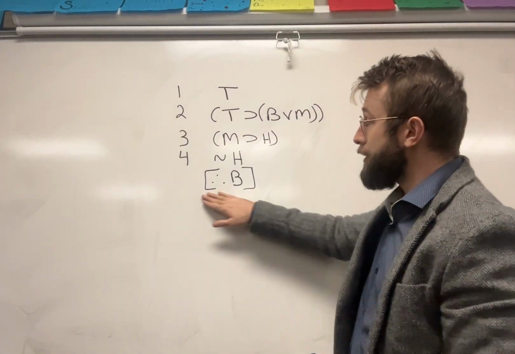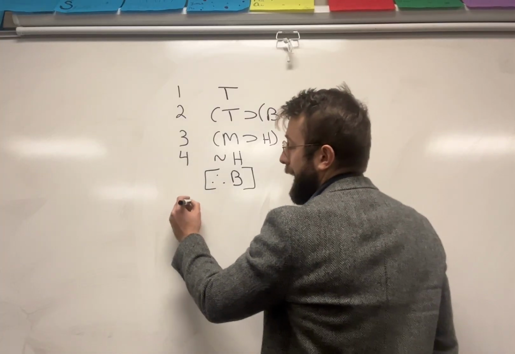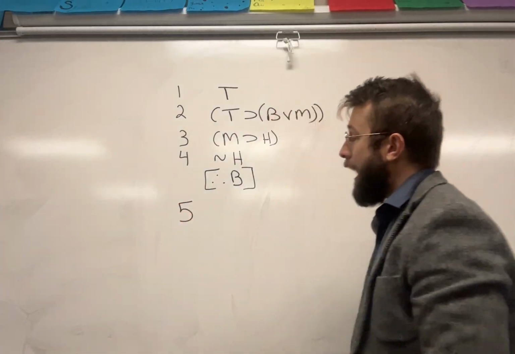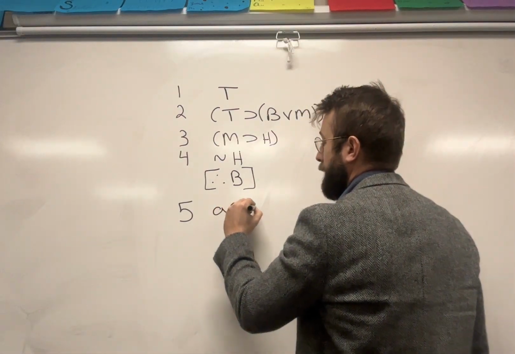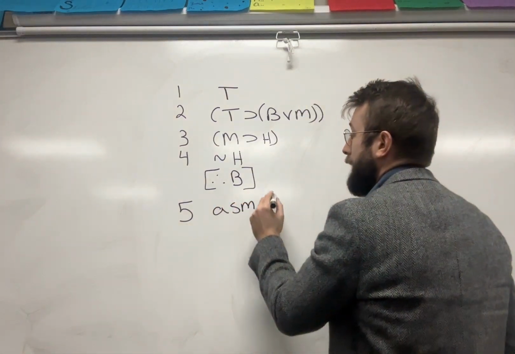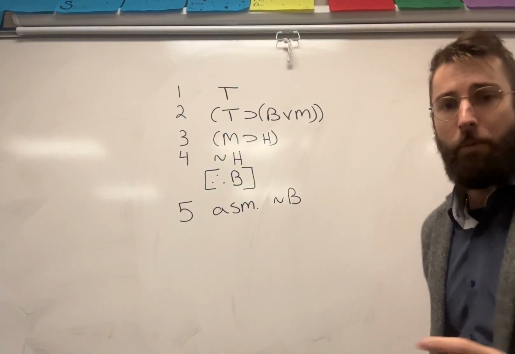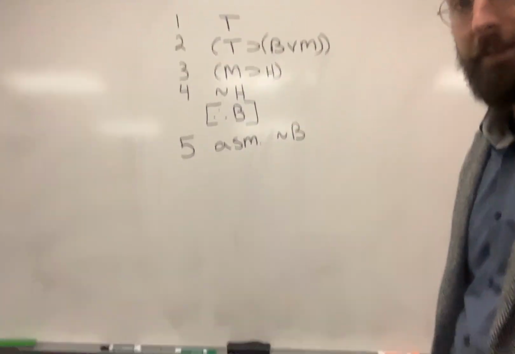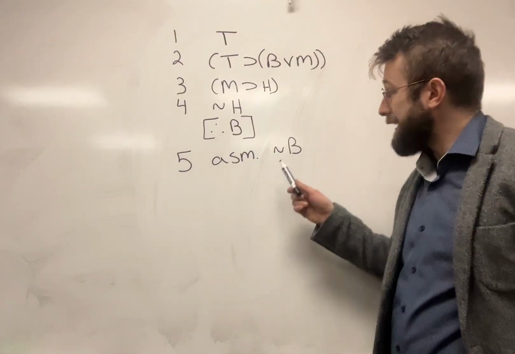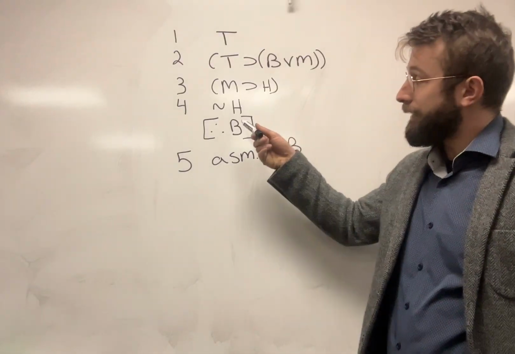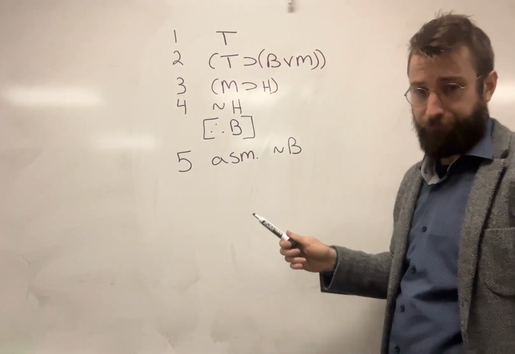I'm taking all of that at face value. I'm going to ignore the conclusion, and that's why I put it in brackets. And instead, for my fifth line, I'm simply going to make an assumption. And that assumption, which I'm going to abbreviate ASM, is going to be not B. You might say, well, why did you do that? Every single time I start a proof in the way that I want you to be doing them, you begin by assuming that the conclusion of the argument is false.